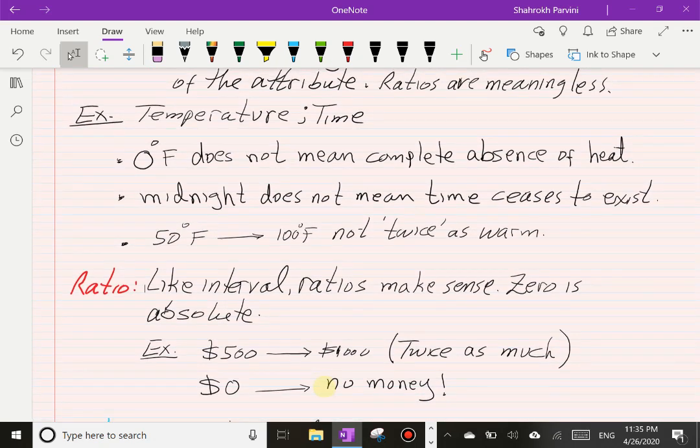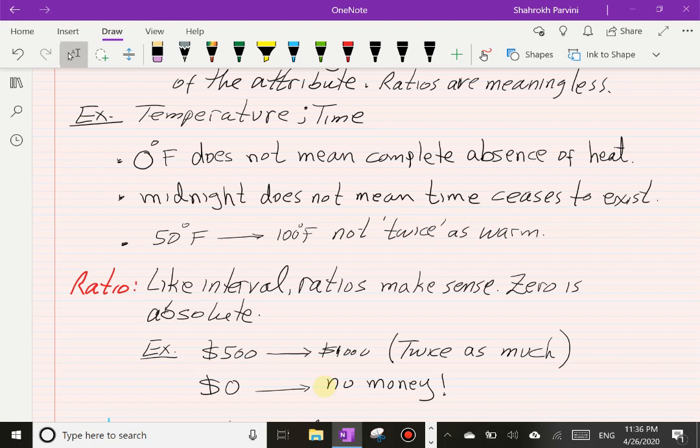There you go. So let's say you have right now on yourself no cash. You only have a credit card, let's say in your wallet, no cash. So you have $0. Well, that means you absolutely have no money. It's not an arbitrary point. So it's just absence, complete absence of that attribute.